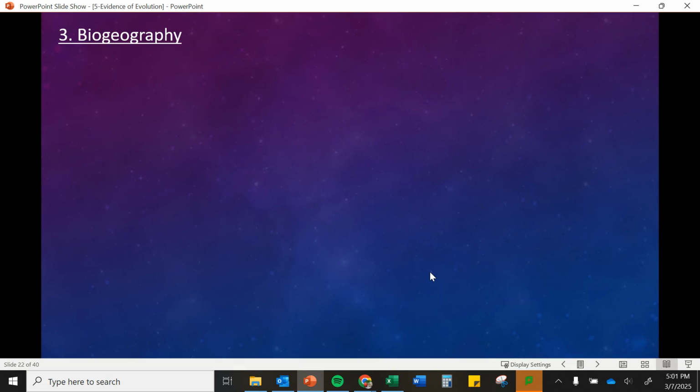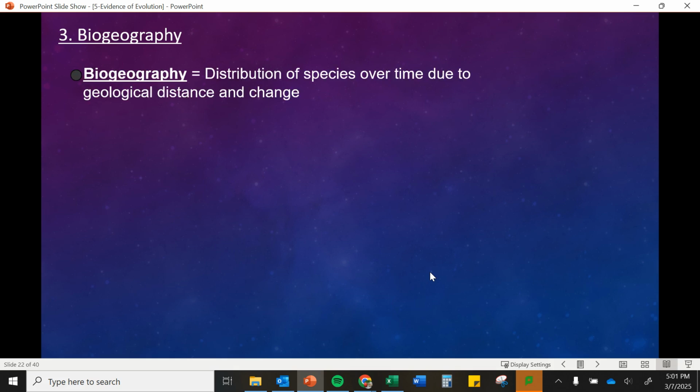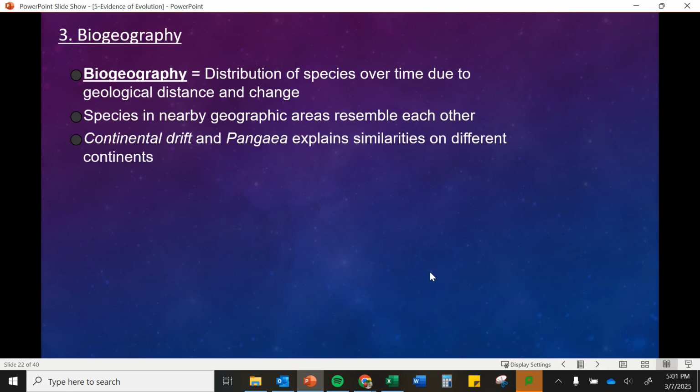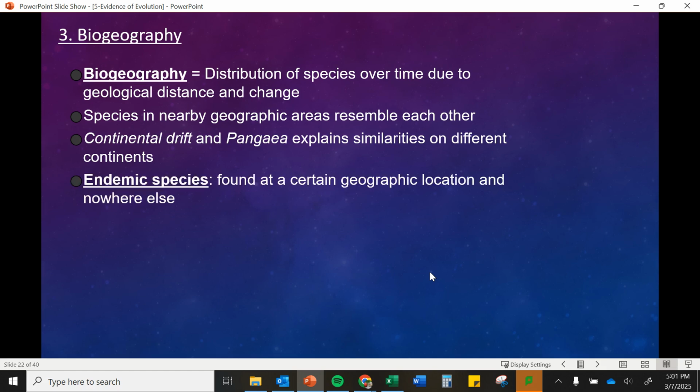Okay, our next source of evidence of evolution is biogeography. This is the idea of life and the distribution of species over time and location. Species near geographic regions tend to resemble each other. But then we have continental drift and Pangea occurring and explaining why we have similarities on different continents. We have the word endemic species. This is a species found in a certain region and nowhere else.